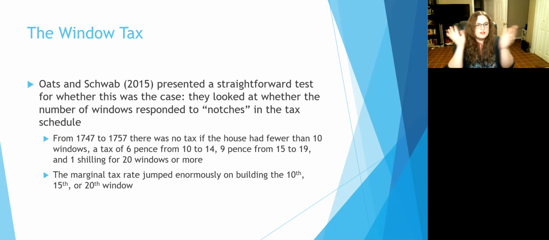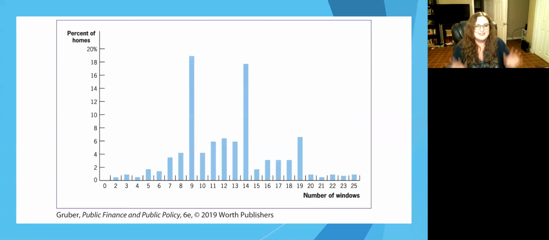So let's think about marginal tax rates and windows. All right, so here they went and looked at the homes and counted how many windows were on all the homes in the 1700s. What did we see? All right, so you got a big tax starting at 10 windows. Wow, there were a lot of homes with 9 windows. All right, then there's another tax at 15 windows. Wow, there's a lot of homes with 14 windows.